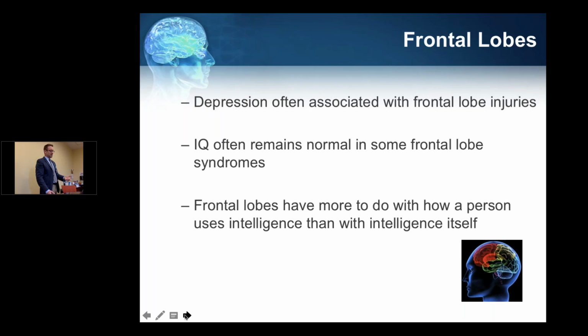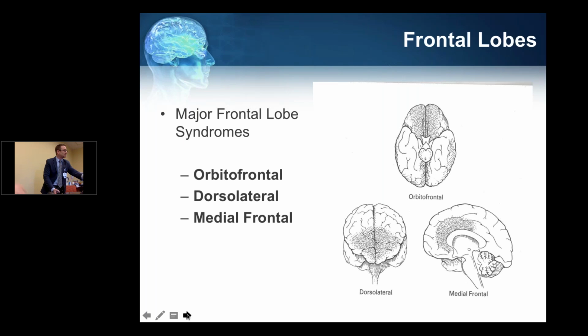So in the frontal lobes, we see a lot of depression and things like that. And there are three parts to the frontal lobe. Do you guys see this in your paper? Okay. So there's the orbital frontal lobe. You see how it's that flat part right there? That's the part that sits right against the cribriform plate.